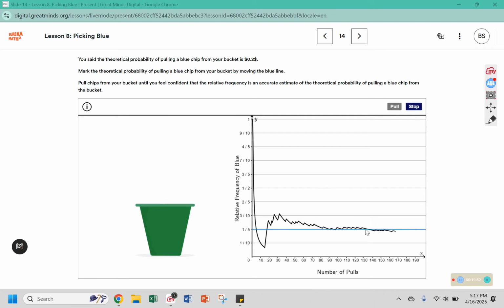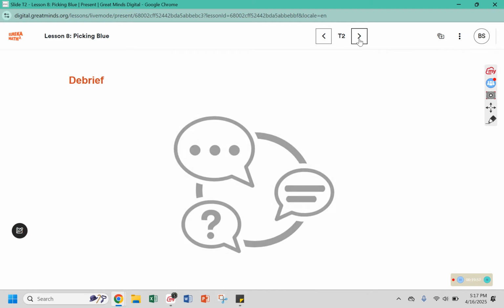And then that's the end of lesson 8 for probability of picking blue, where we're looking at the difference between experimental probabilities and theoretical probabilities.